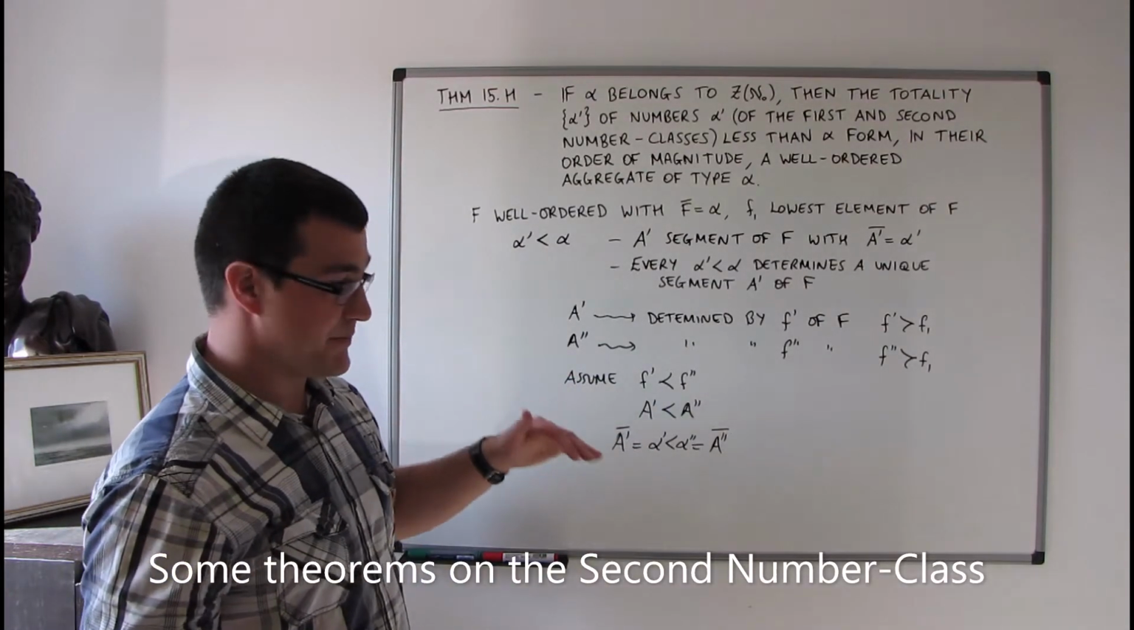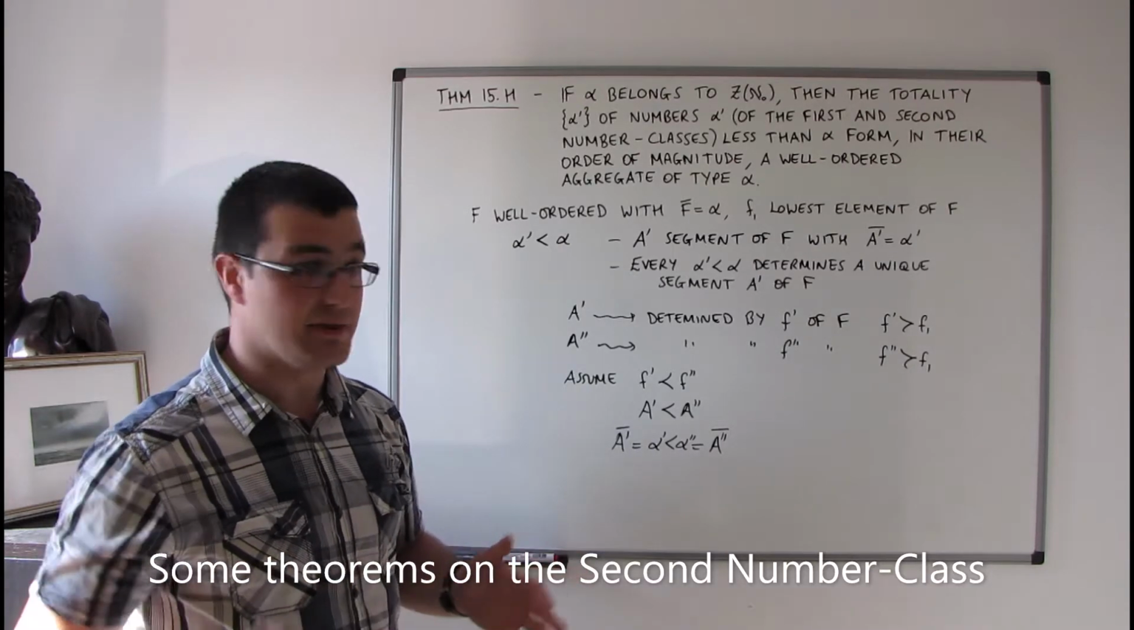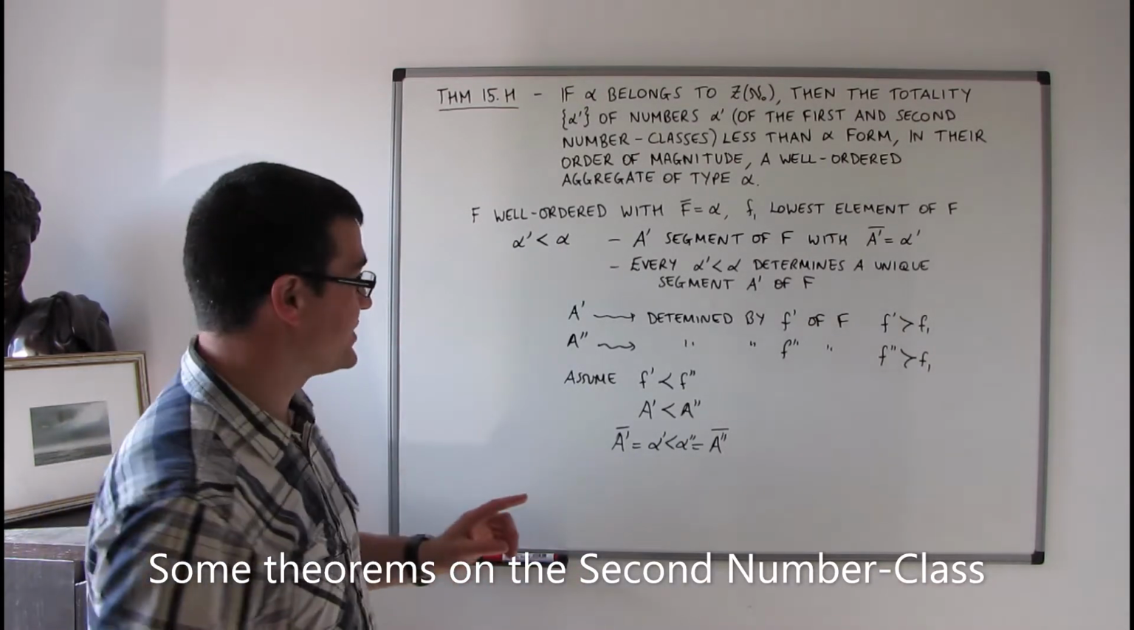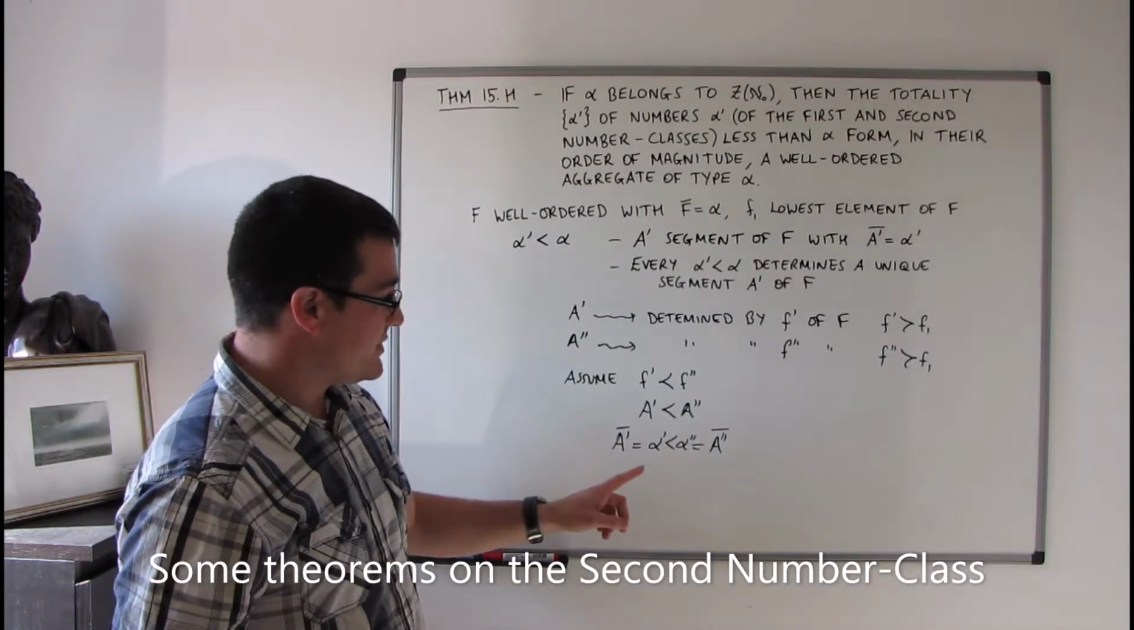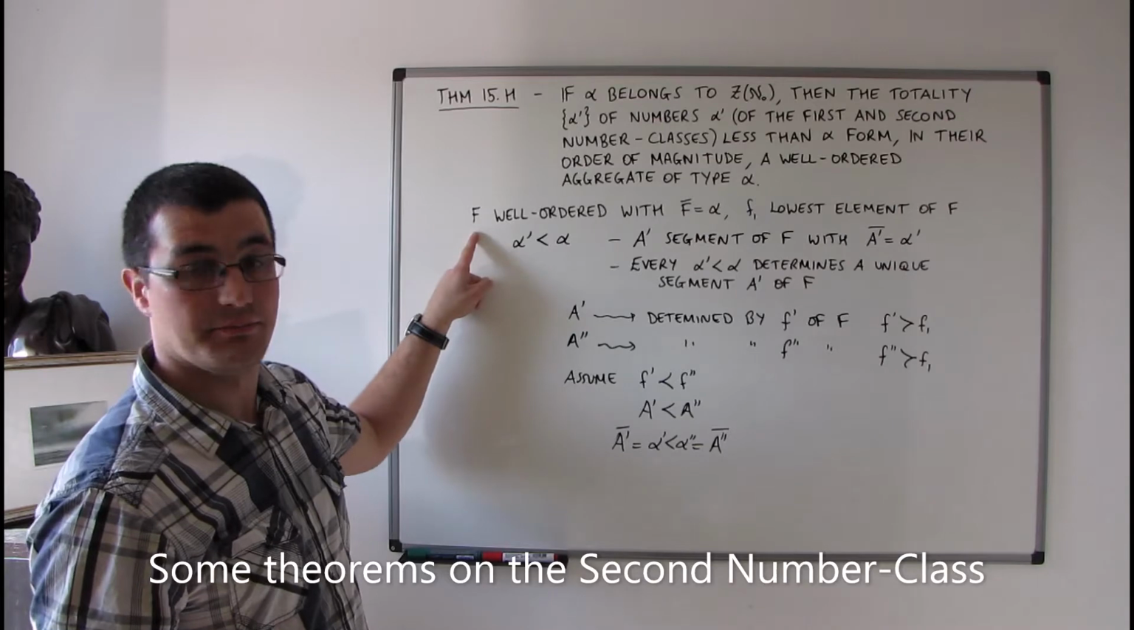So we've got a one-to-one correspondence that preserves the ordering of the elements, but there's a little catch here. It's not a one-to-one correspondence between this aggregate and F.